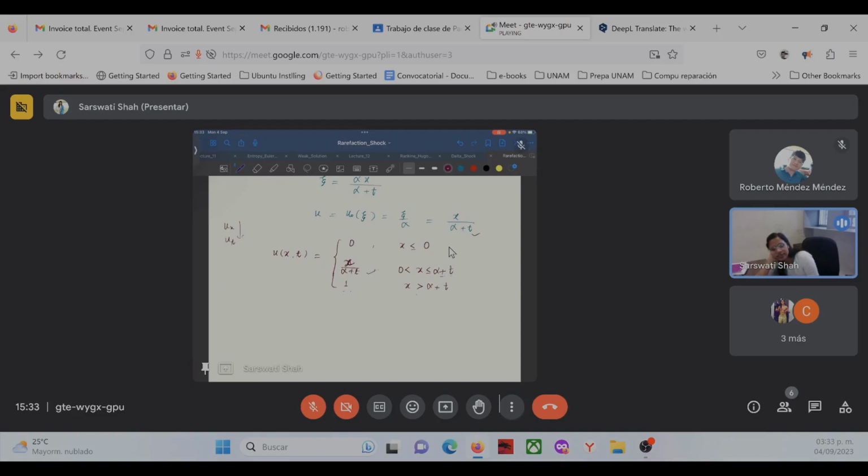You are going right, Camilo. Yeah, I think the same. Both derivatives are not continuous. In this region, the derivative is 1 over alpha plus t. In this region, it is 0. So when you approach from left and right, it is going to be 1 over alpha plus t, and it is going to be 0.